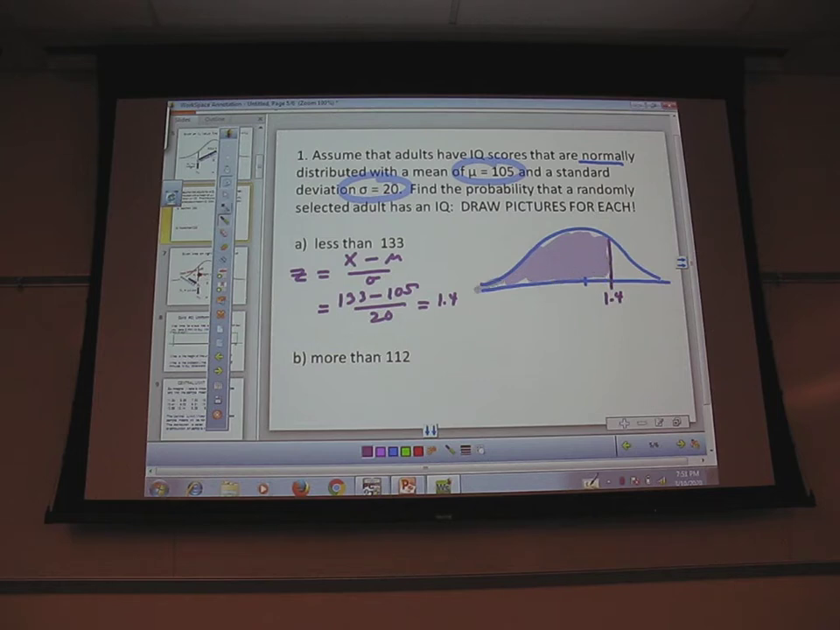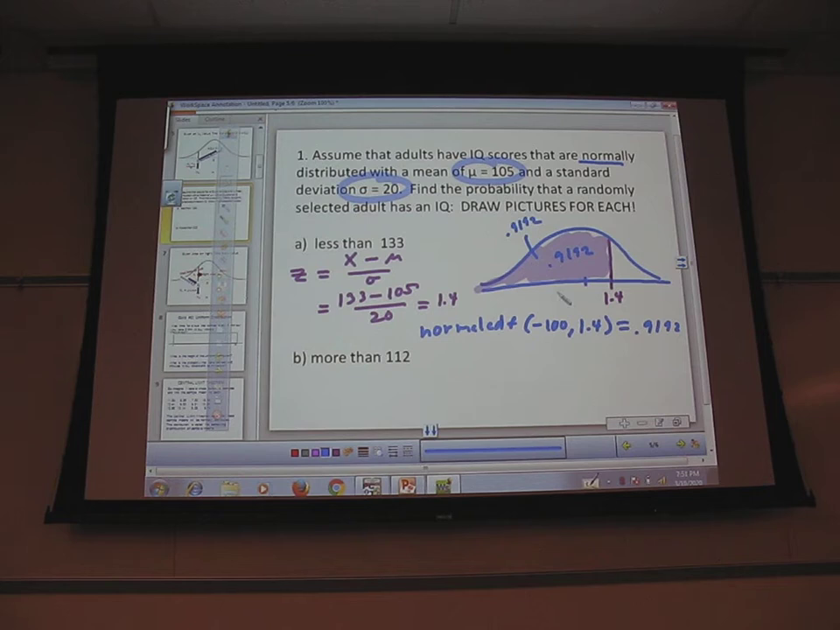Good. And so then I'm going to do normal CDF. Last step. Of my left z-score, which is negative 100, comma 1.4, and you got 0.9192. That's this number in here. Do you want us to write it in? You don't have to. I like it if you do, but you don't have to. If you shaded it, people also do it like that, 0.9192, kind of saying that's what goes inside of there.